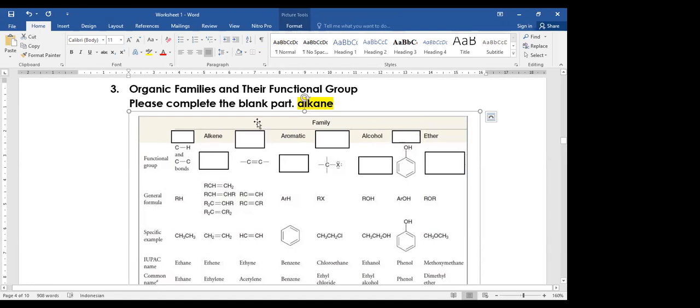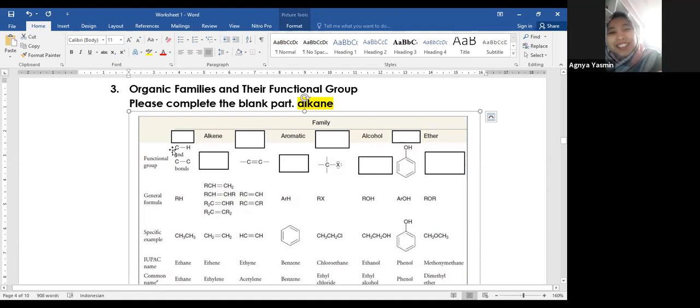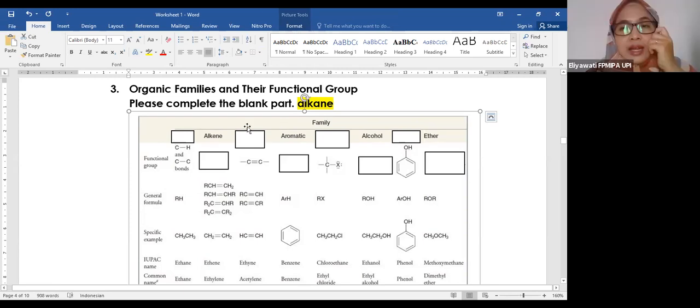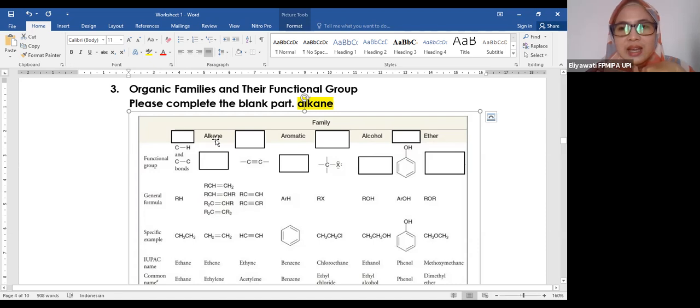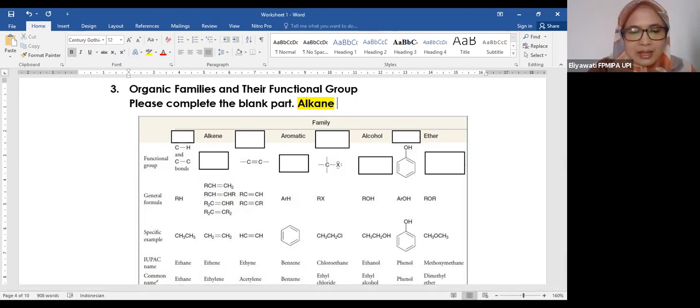Alkyne is read like this. Alkane, alkene. Alkene, because this one is E. And for alkuna in Bahasa, we call it alkyne in English, because there is a Y. Alkyne, like this.